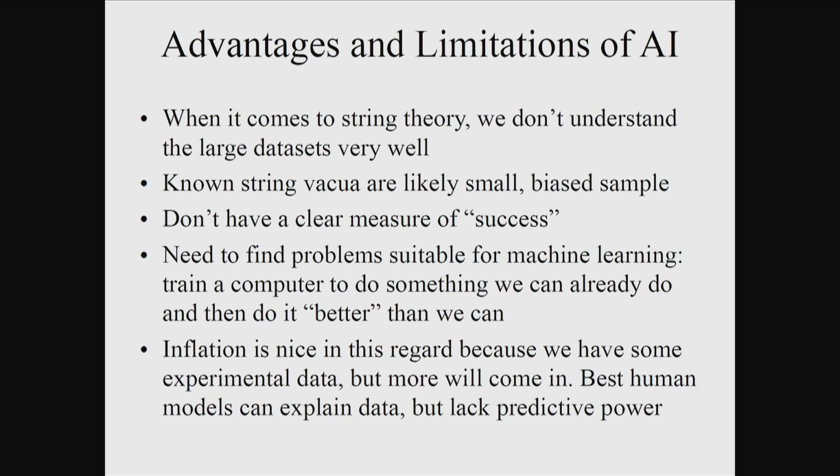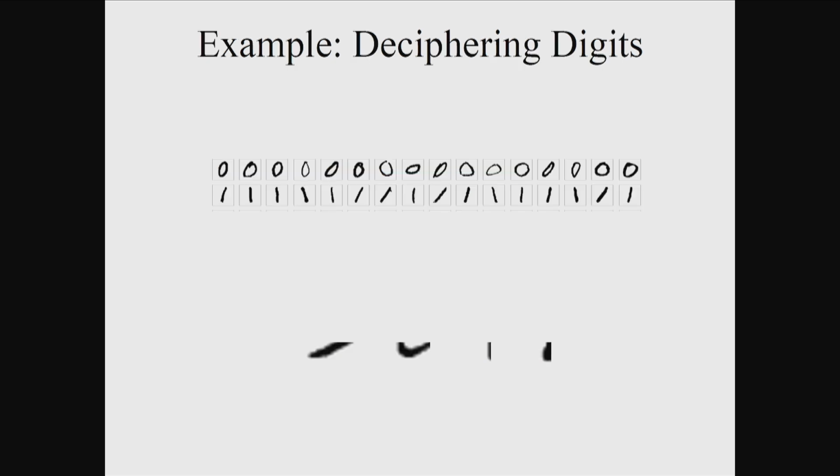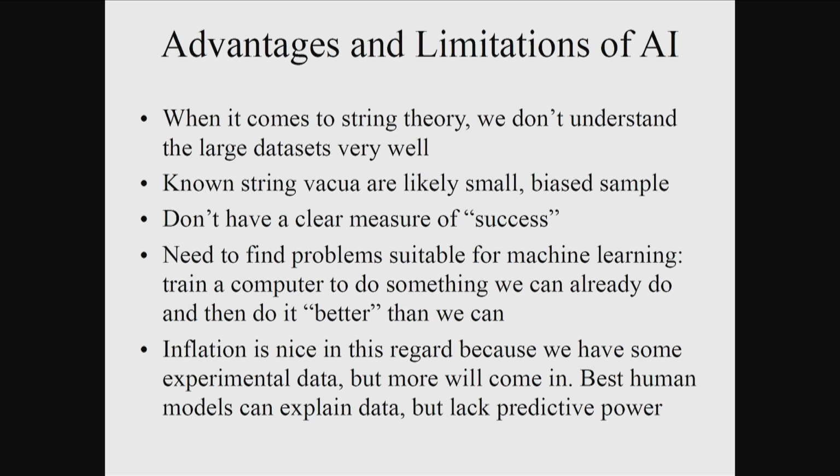But the point is, when it comes to string theory, particularly the string landscape, a big problem is that we don't especially understand the large data sets very well. There are some string vacua where we can compute a number of quantities, but in general, we can't compute all of the quantities that we'd like to know. So trying to learn all the features of a particular vacuum in the string landscape by machine learning is sort of like training a neural network and only showing it small parts of the particular numbers. Furthermore, the known string vacua, the ones that we actually understand well, are likely to be only a small subset of all string vacua, and it's very possible that they're a biased sample. So again, this would be like trying to train a neural network to learn digits, but only showing it zeros and ones.